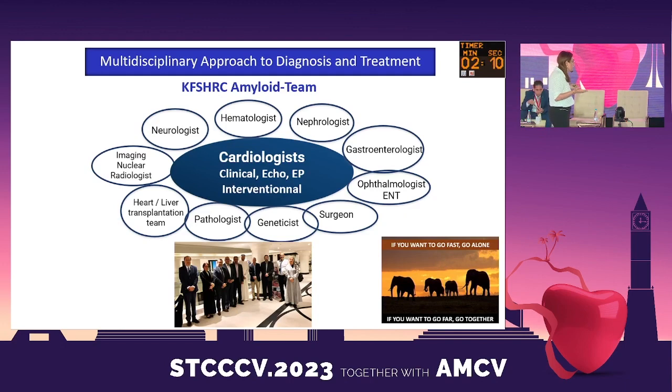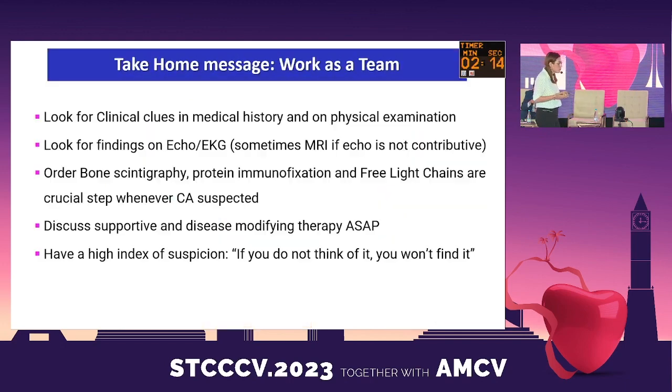Not everybody is involved in amyloidosis. Not everybody likes this disease. So you have to choose the people with whom you want to work. And take-home message: work as a team. Look for clinical clues. Look for echo, EKG, sometimes MRI. Order bone scintigraphy, serum protein immunofixation, and discuss supportive and disease-modifying treatment according to the country. And please, please have a high index of suspicion. If you don't think about it, you will never diagnose it.